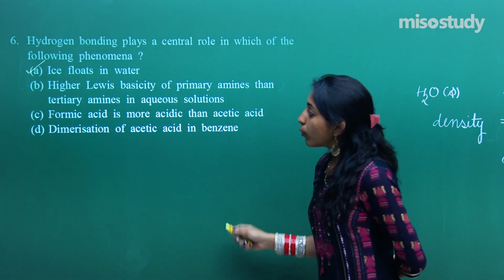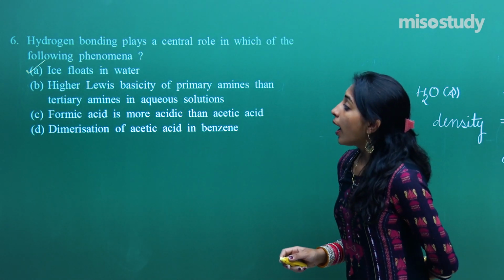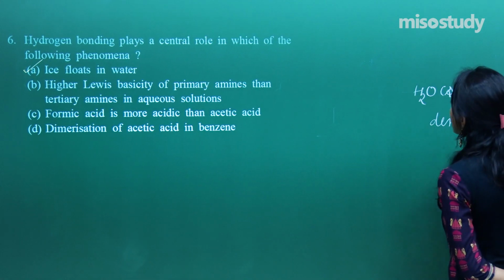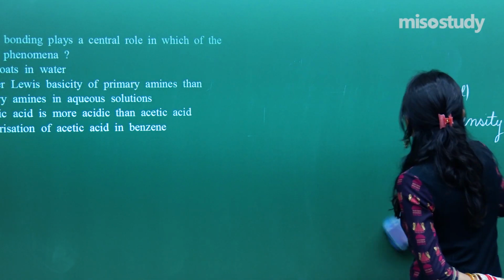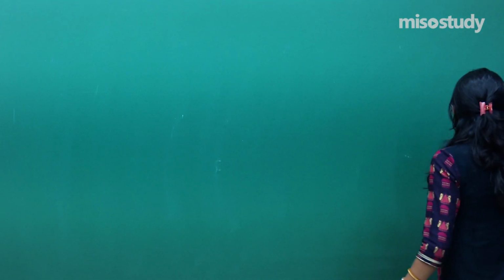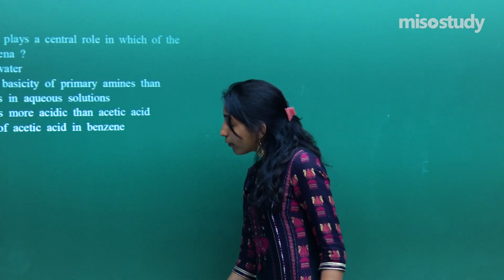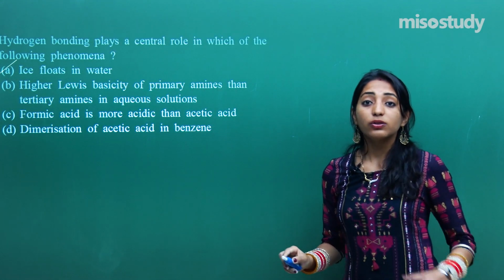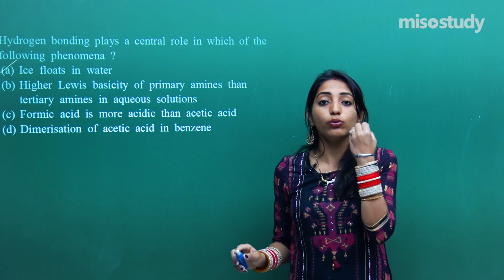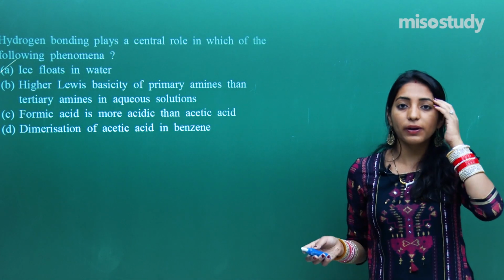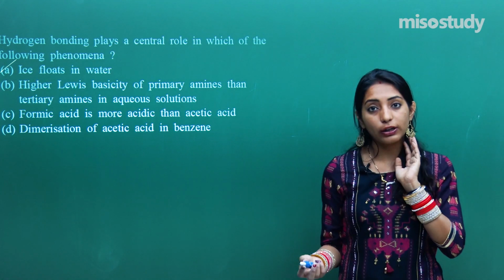Fine. Moving on to the next option, which says higher Lewis basicity of primary amines than tertiary amines in aqueous solution. So see, this word aqueous solution says a lot of things. We have to basically talk about the Lewis basic character. So what is Lewis basicity? The tendency to donate the electron, the lone pair, right? So more electron density on the lone pair will mean a stronger Lewis base.